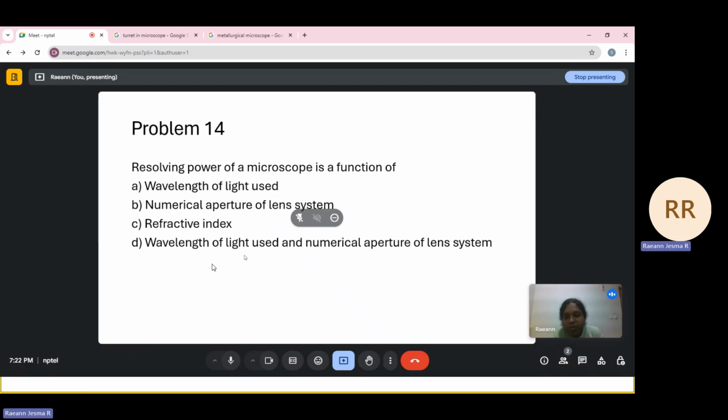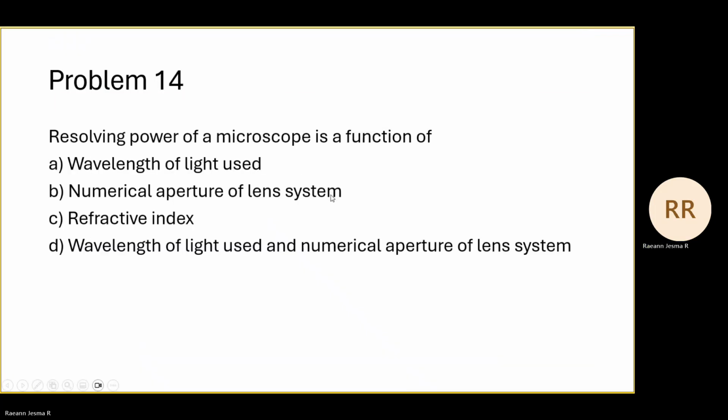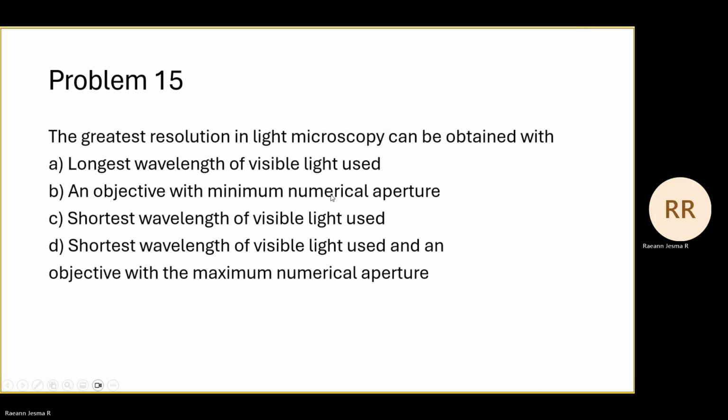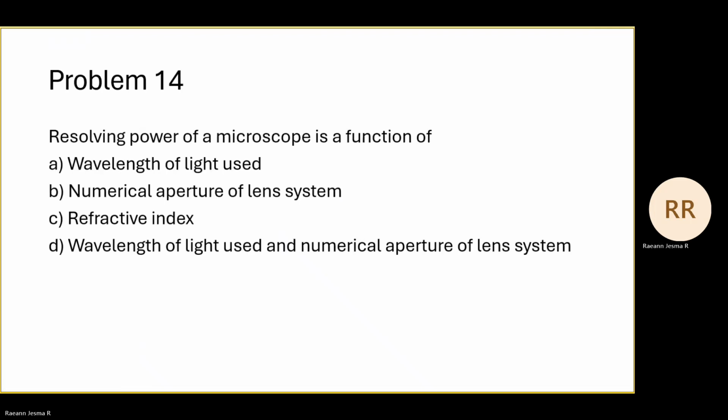Problem 14. Resolving power of a microscope is a function of option A, wavelength of light used, option B, numerical aperture of lens system, option C, refractive index, option D, wavelength of light used and numerical aperture of lens system. So which is the correct answer? Okay, you would have heard of resolution, right? Have you heard of what is the resolving power?